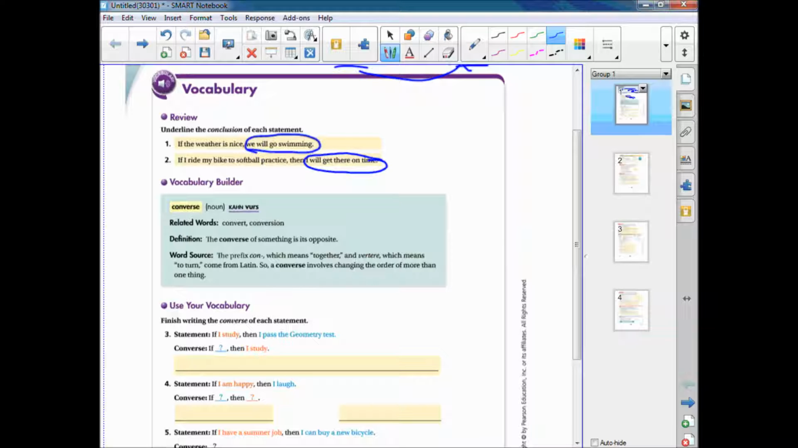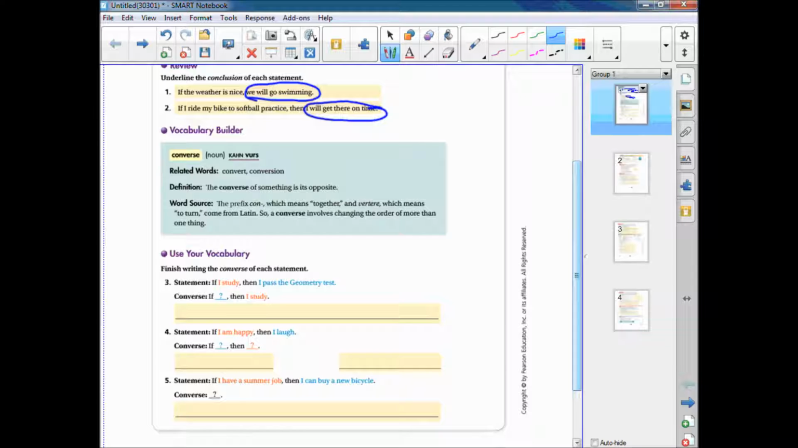All right, vocabulary builder. The first word in here is converse, it's our only word. Related words are convert and conversion. The definition: the converse of something is its opposite. So we're going to find the converse of a conditional statement today. It's because the prefix con means together and verte means to turn, so we're going to together turn the two parts around, okay? All right, so finish writing the converse of each statement.